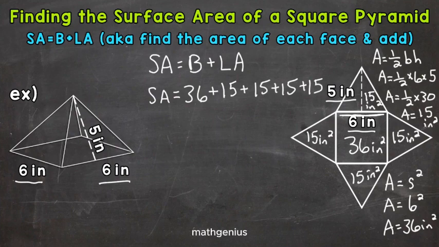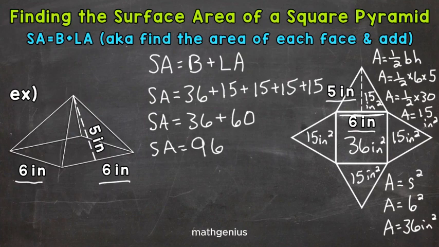So we have 4 15s, so 15 times 4 or 15 plus 15 plus 15 plus 15. Either way, it's going to give us 60. So let's break this down and we'll end up with 36 plus 60. And again, that 60 is coming from those 4 15s. So I added those 4 15s together first, or you can do 15 times 4. And to wrap it up, 36 plus 60 is going to give us a total surface area of 96 square inches. And that's our final answer.